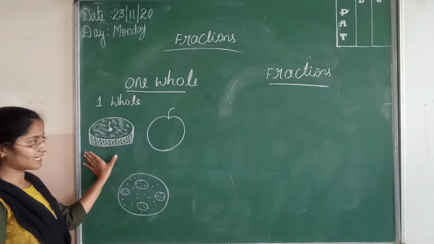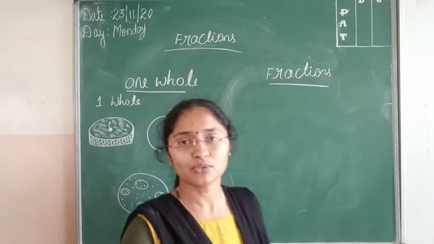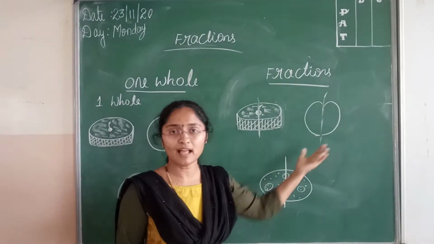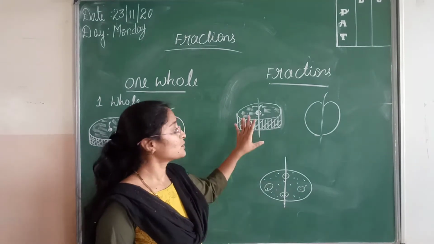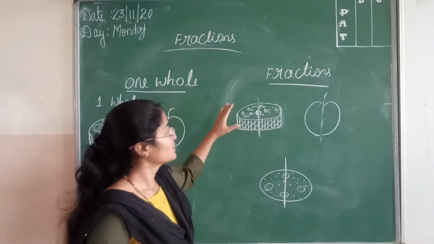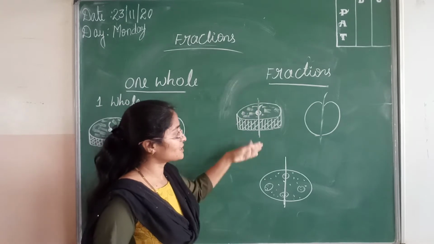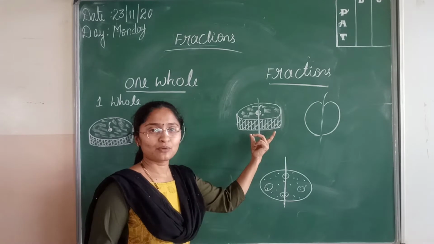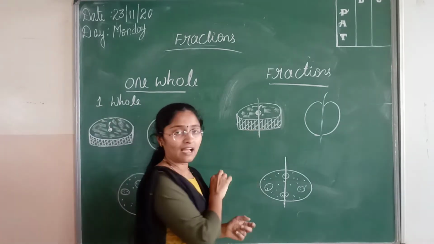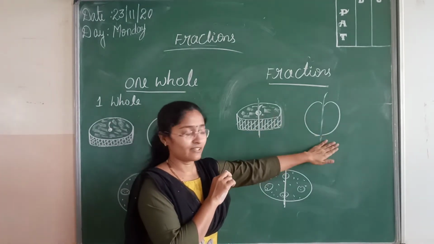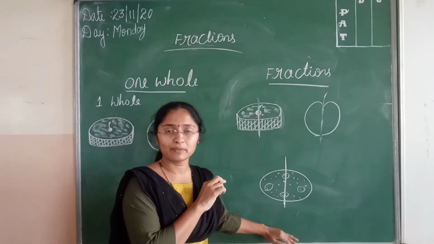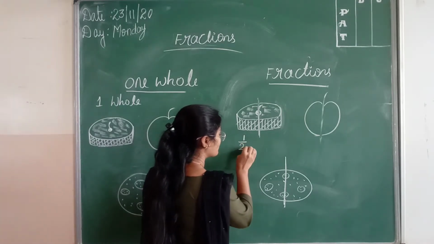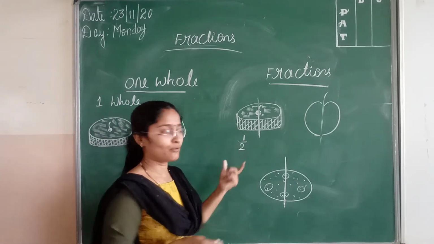So here we have a cake. If we cut this cake, and the same apple and pizza, into two parts, see here, the cake has been cut into exactly two pieces. Both the pieces are the same. So when we cut an apple, a cake or a pizza into two equal parts, then we read it as half.